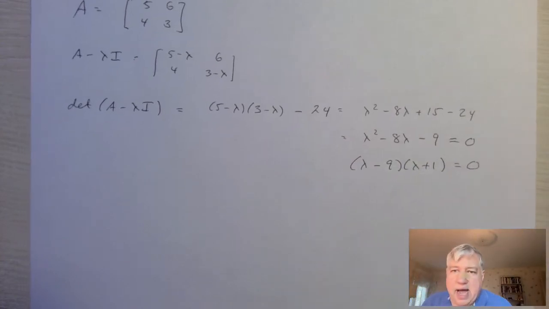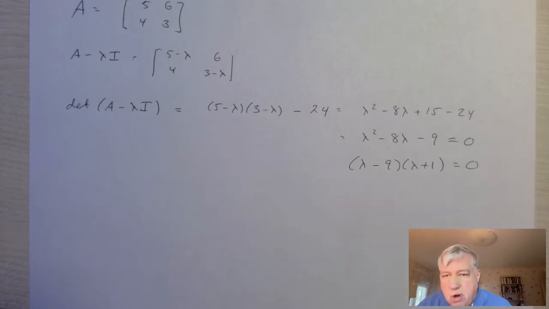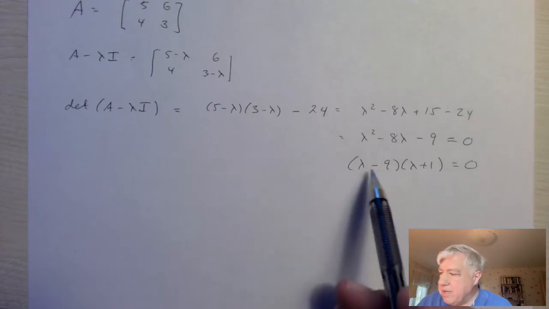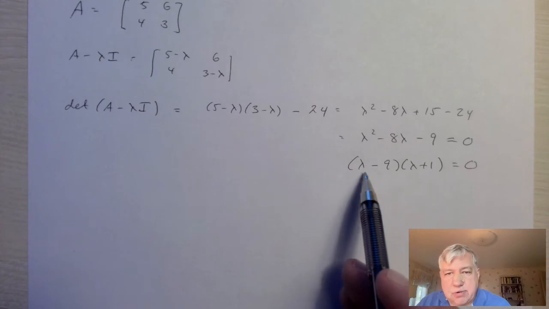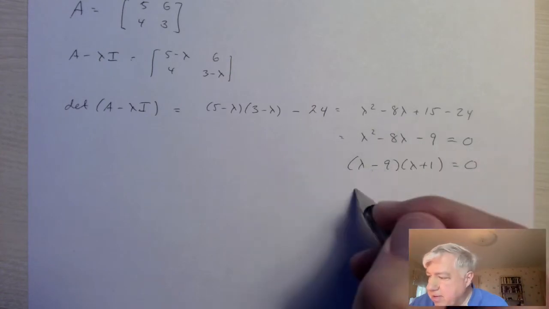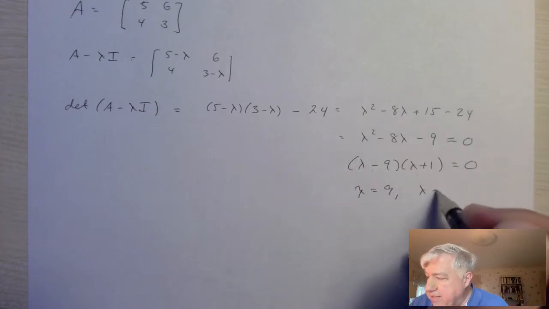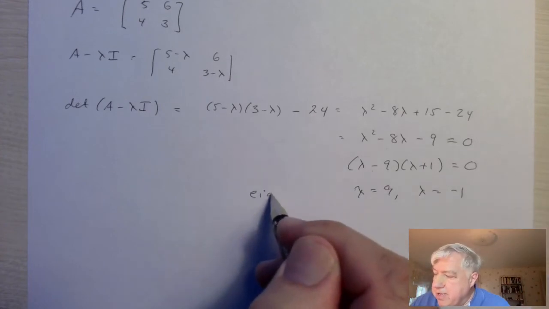It did not factor nicely in the other example, where we had 1 plus the square root of 5 over 2. The roots worked out, but they were not nice, and we couldn't factor it like this. So you can always use the quadratic formula, but if you're good at factoring, you can do it this way. The advantage is you can set each factor equal to 0, and you get lambda equals 9 and lambda equals minus 1. So these are going to be the eigenvalues.